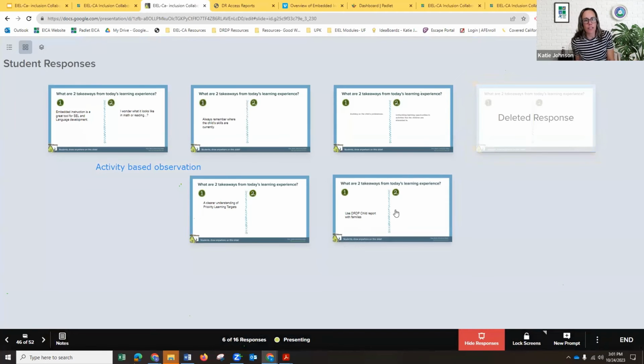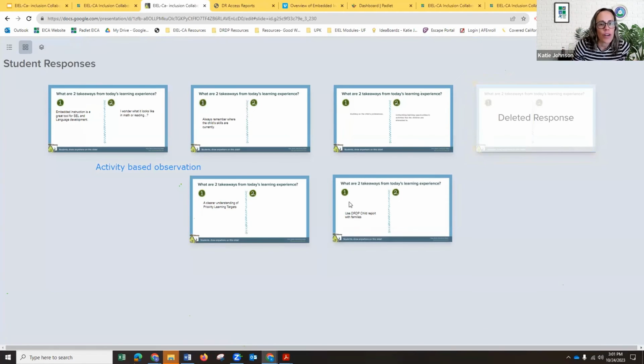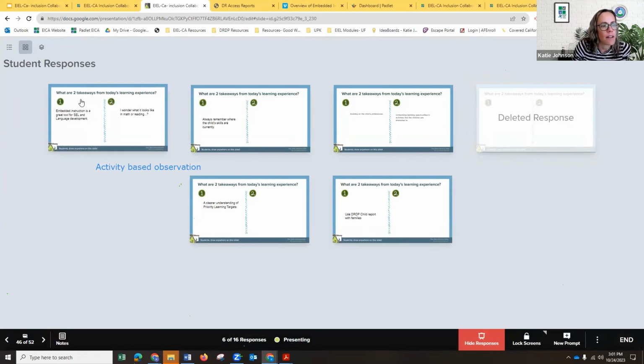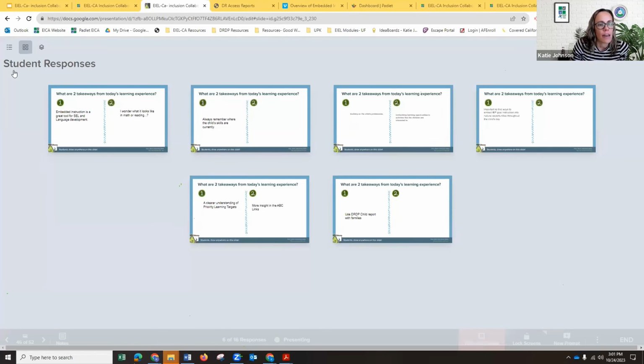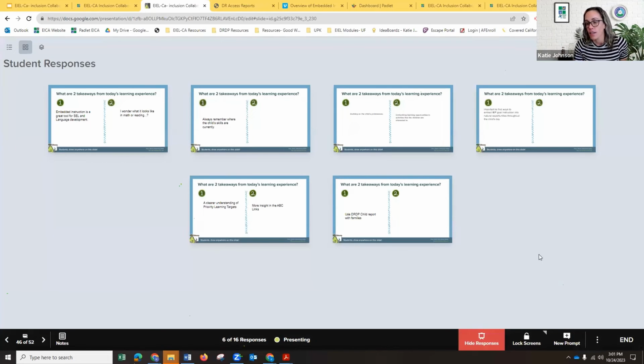Wonderful. So we've got a clear understanding of priority learning targets, remembering where the child is at. Embedded instruction is a great tool for social emotional learning. Oh, I love it. I wonder what it looks like in math and reading. And I'll tell you that we pick social emotional many times to show you guys because it is a little bit trickier than math and reading, right? But still, it just looks like playing through fun activities that kiddos are doing naturally within the classroom. Awesome. Okay.